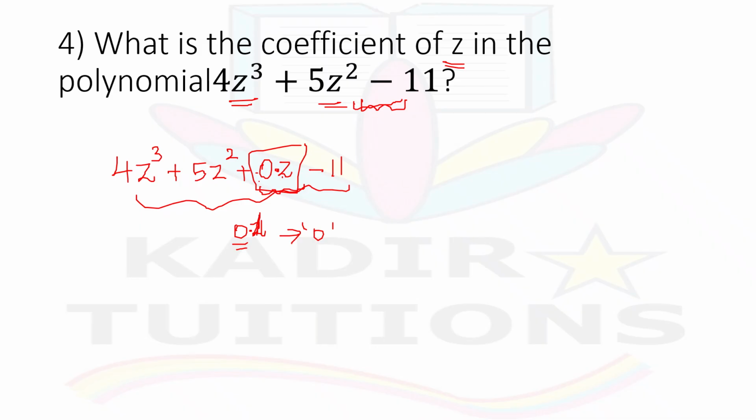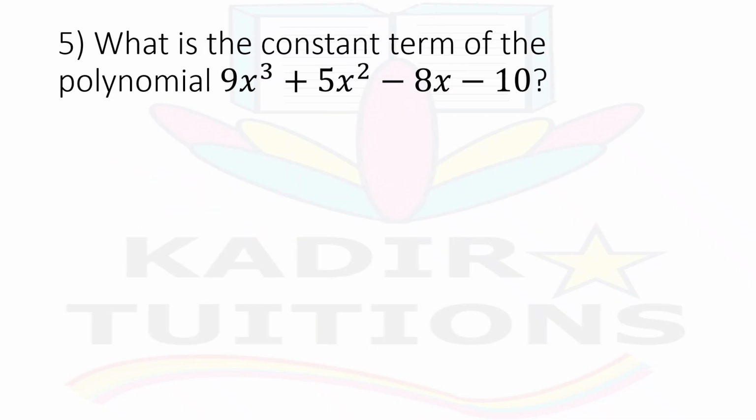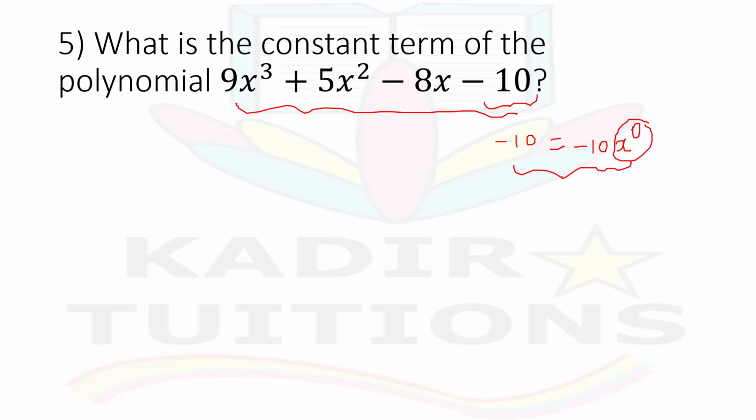Okay, so the next question is, what is the constant term of the polynomial? In this polynomial, the constant term is the one which doesn't have any variable, or which has the variable with power 0. So I can say minus 10, right? Minus 10, or it is minus 10x to the power 0. Both are the same. Whichever has degree 0, or is not having any x term with it, that is the constant term. So what is the answer for this question? It is minus 10.